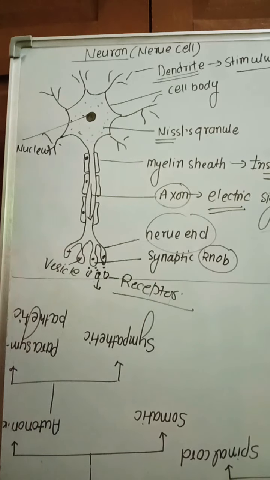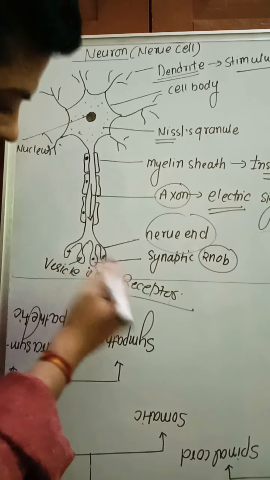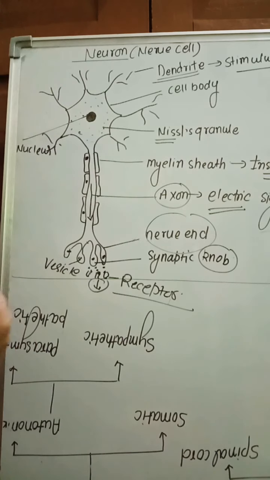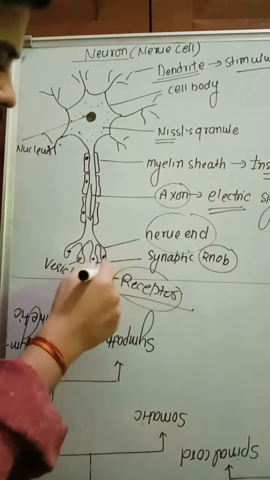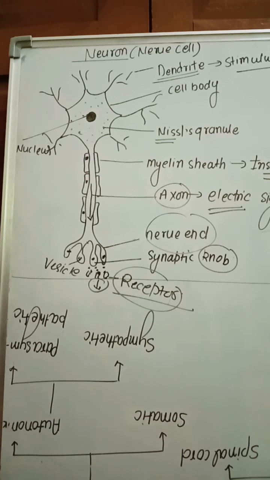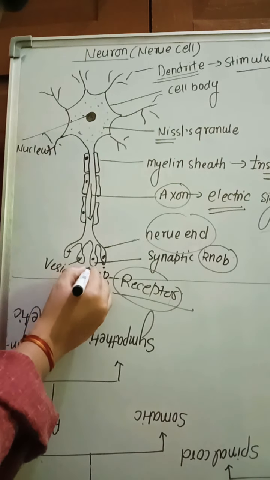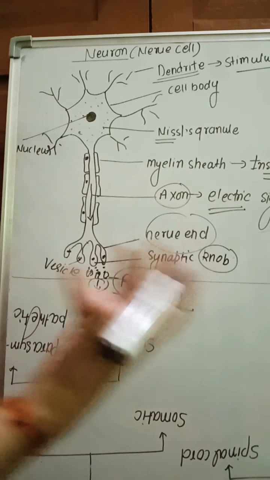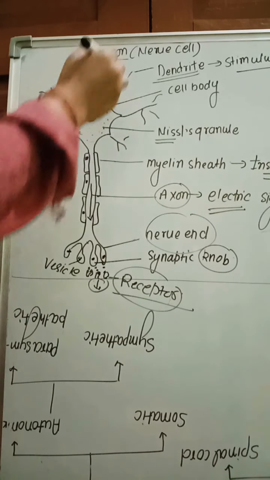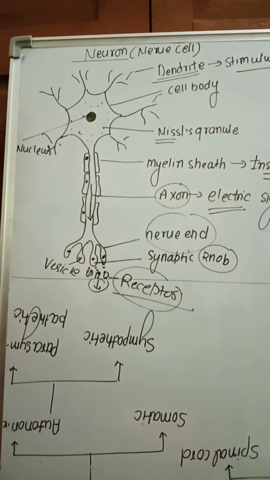If the next cell is a muscle, then movement of the body takes place. If the next cell is a gland, then secretion takes place. So the receptor receives the stimulus; that is the function of receptors. When this chemical comes, it reaches the receptors. So that is all about the neurons and their function.